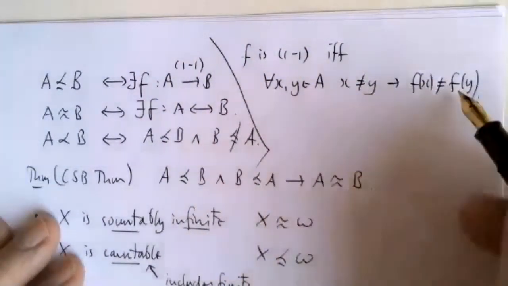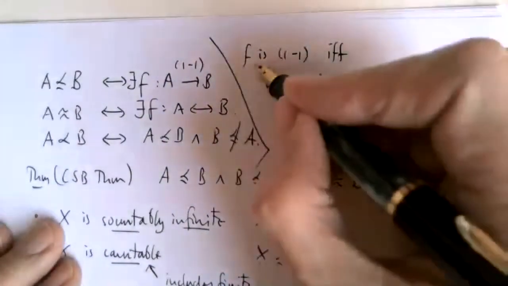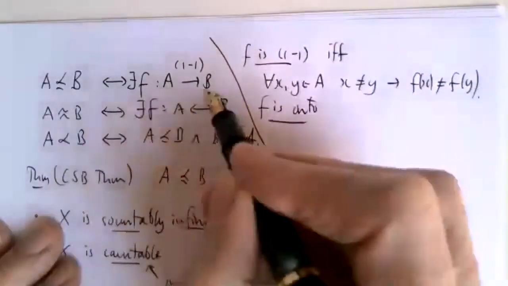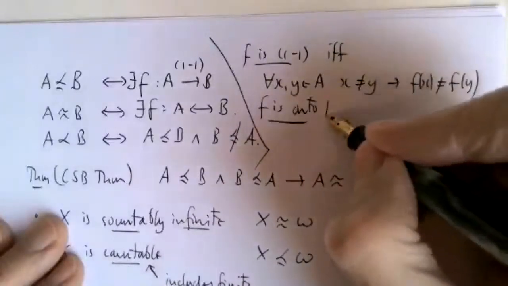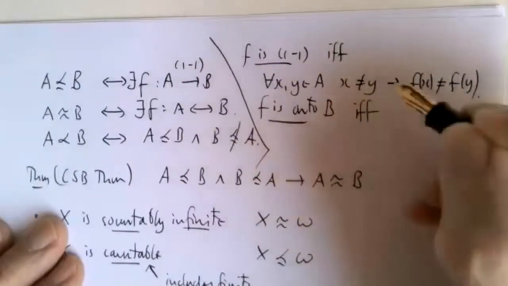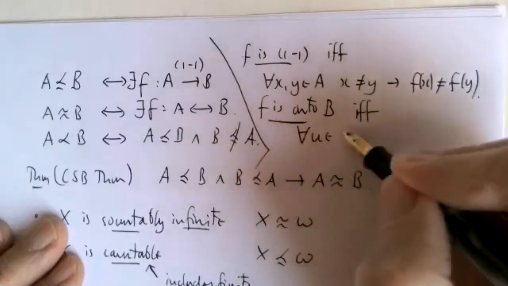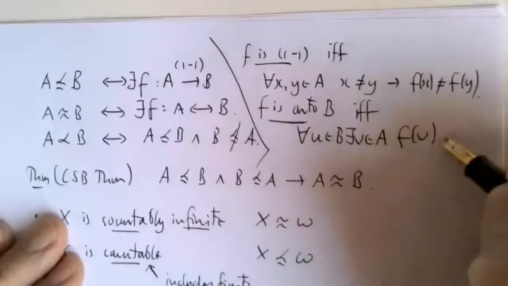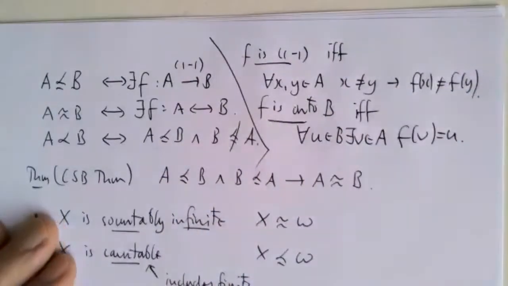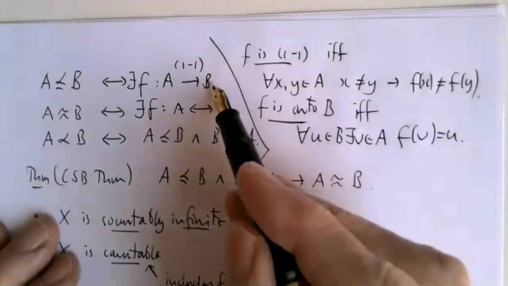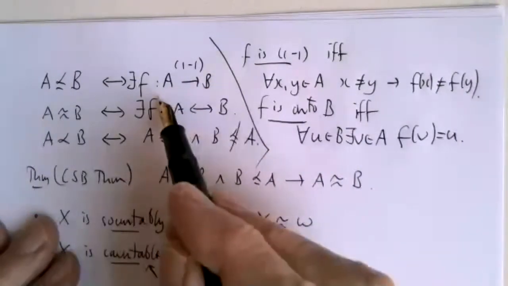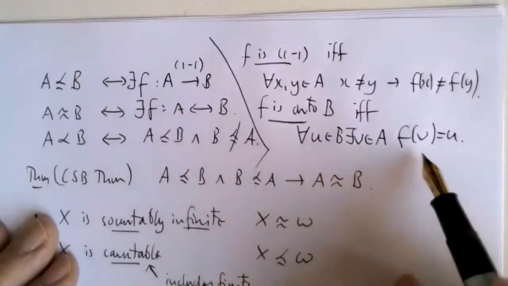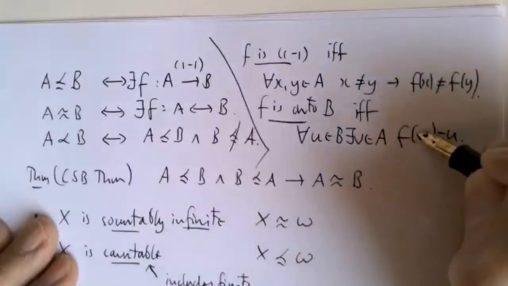Okay, so it sends different things to different things. F is onto, it's going from A to B. If I say for all u in B, there is a v in A such that f of v equals u, so everything in B comes from something in A, which is what this is. For all u in B, there is a v in A such that f of v equals u. Okay?